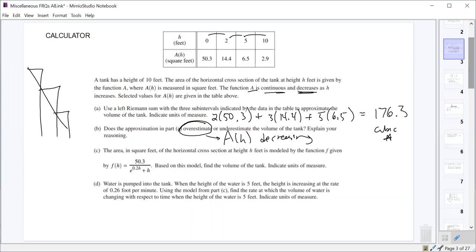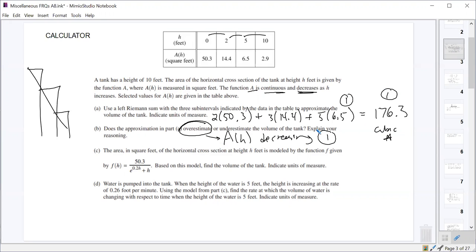The first one was worth 2 points, 1 for the setup and 1 for the answer. And then they gave you 1 point if you had the correct units in A, C, and D. So we won't give that point yet. And then part B was just worth 1 point.